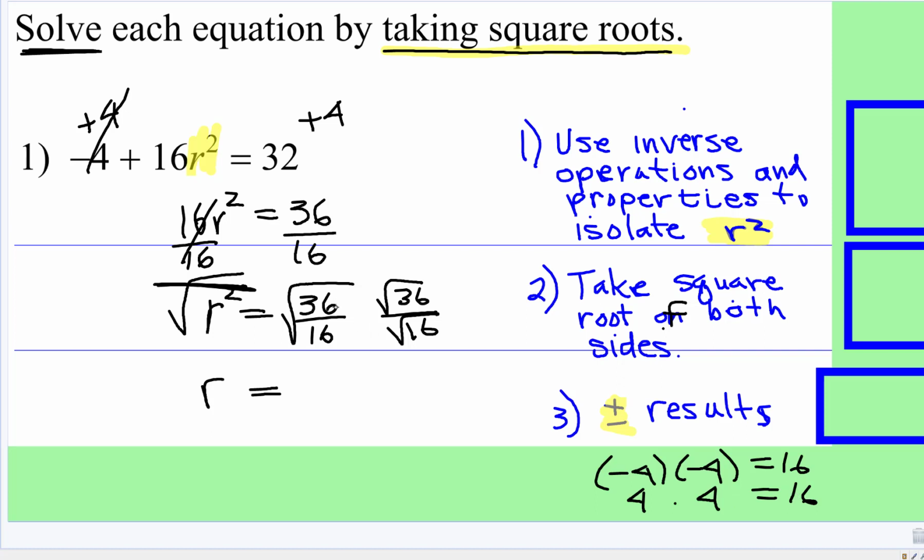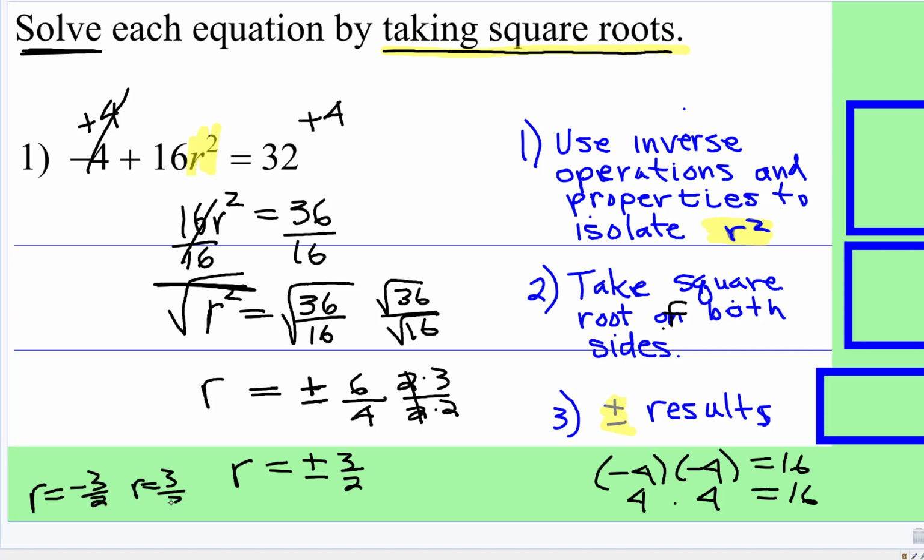So when you take the square root of 36, first we'll put our positive negative. The square root of 36 is 6. The square root of 16 is 4, both the positive and negative. But these can be reduced further. So we're going to have positive, negative. These both share a 2 in common. So 2 times 3, 2 times 2, the 2's cancel, leaving 3/2. So r is equal to -3/2. And r is equal to +3/2.